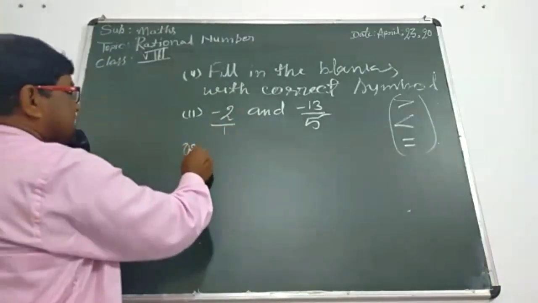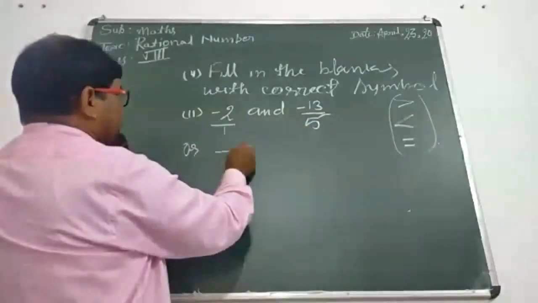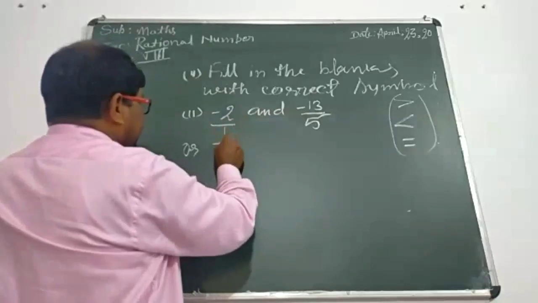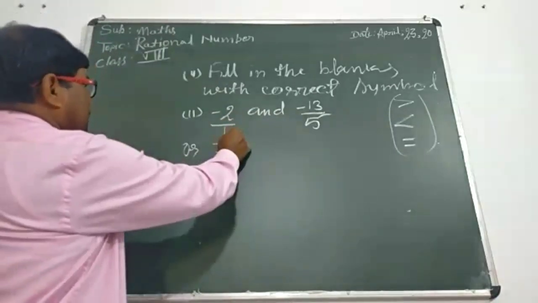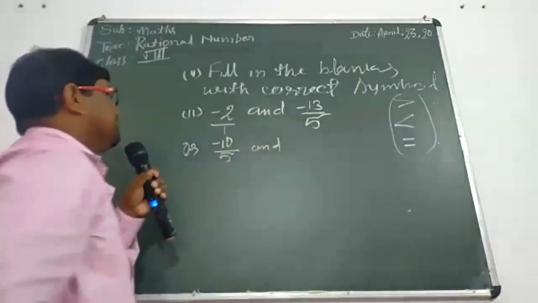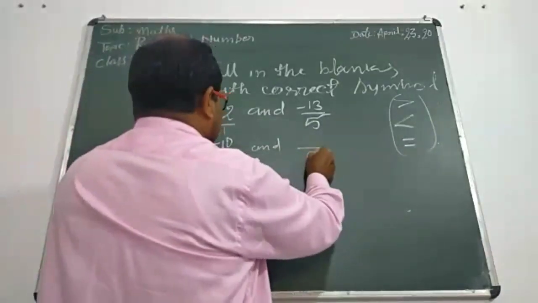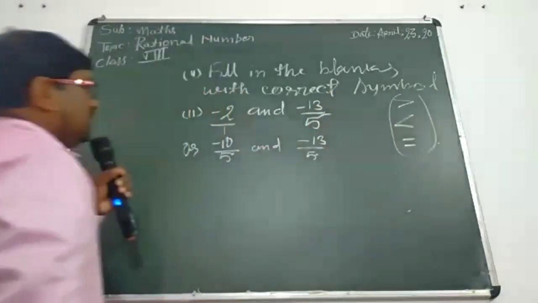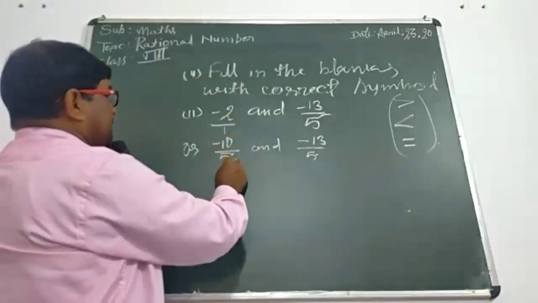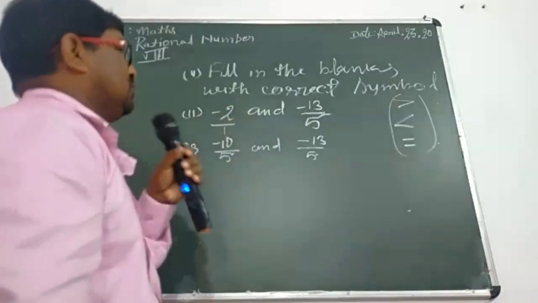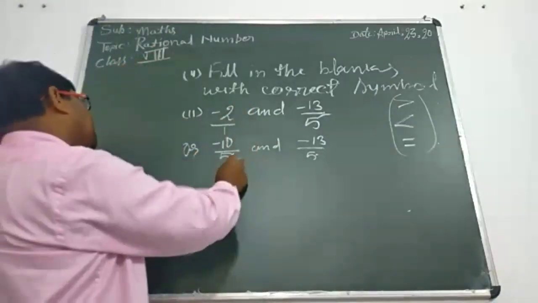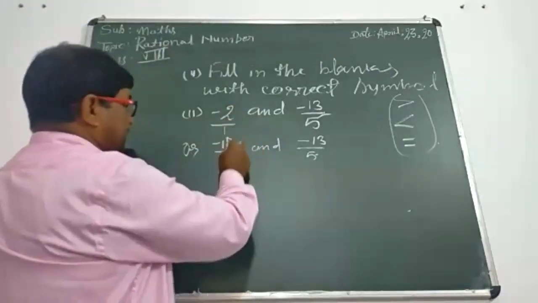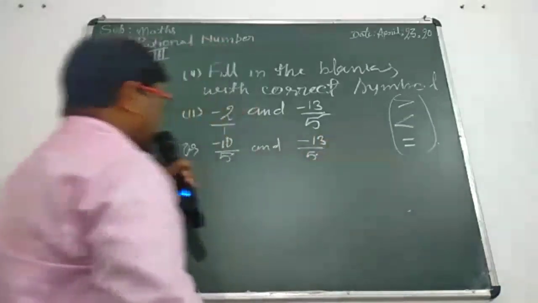Okay. And the LCM of 5 and 1 is 5. Write here LCM 5. 1 5 is 5. 5 2s are 10. You will write here minus 10. And here the LCM is 5. 5 1 is 5. 13 1 is minus 13. Okay. Student, minus 10 upon 5 is the equivalent of minus 2. Now you have two rational numbers, minus 10 upon 5 and minus 13 upon 5.